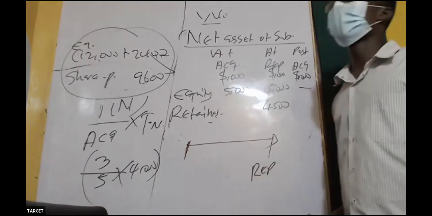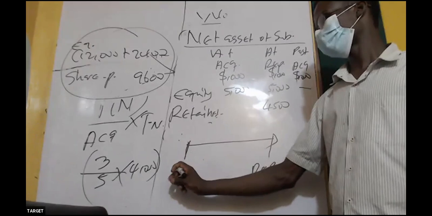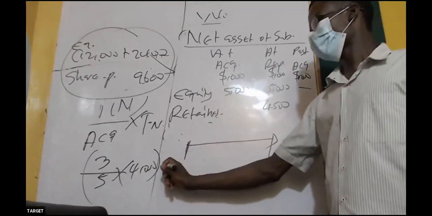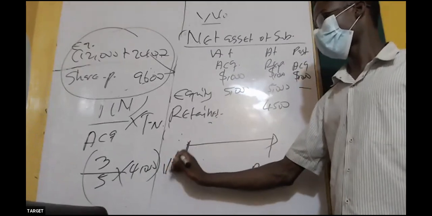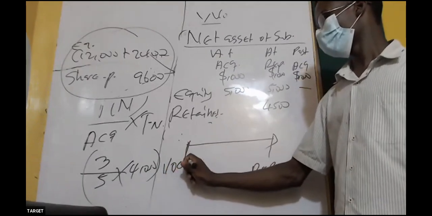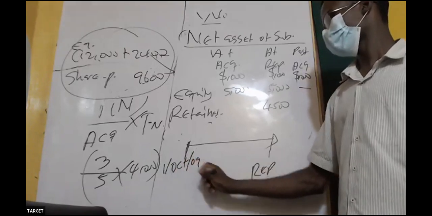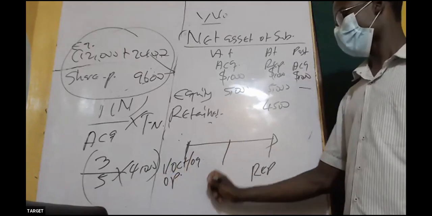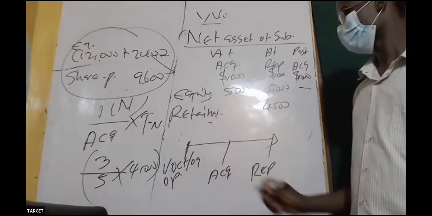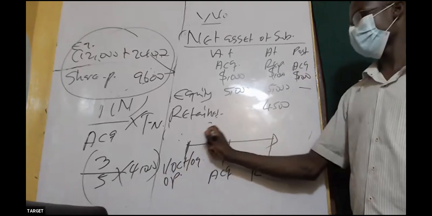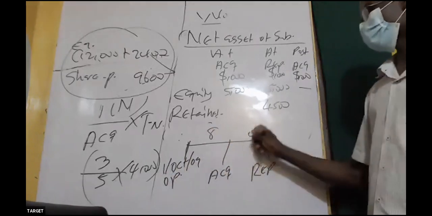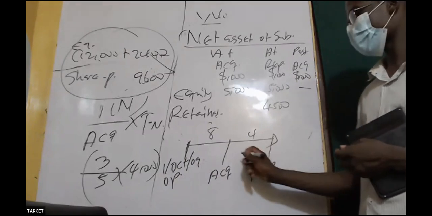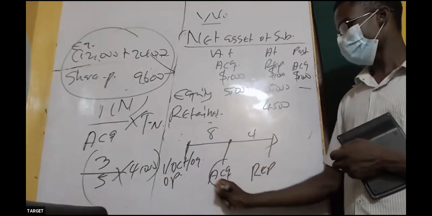This is somewhere the opening balance, the beginning of the financial year, which is somewhere 1st of October 2009. That is the opening balance. This is the acquisition period. So from here to here is 8 months. From acquisition to reporting is 4 months. So here we need the retained earnings as at this day, as at acquisition.